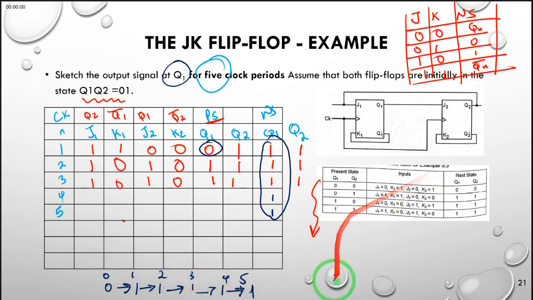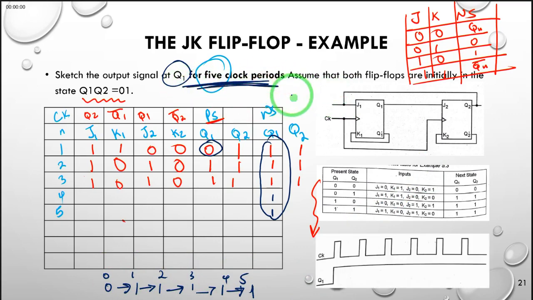So if you are to draw a waveform for the first 5 clock pulses, the waveform would simply take this form: it was initially 0 but became 1 for the rest of the clock pulses. So that is our solution for that problem.